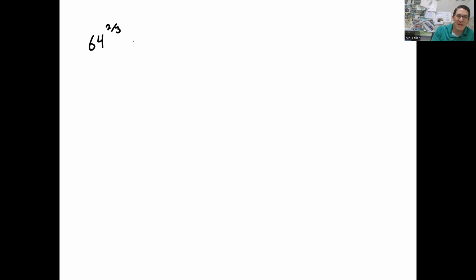So this one here, again, it's going to be easier to do the root. It's 64 to the 2/3. I'm going to do the root first. So the cube root of 64, and then we're going to square that. The cube root of 64 is 4. Squared is 16.